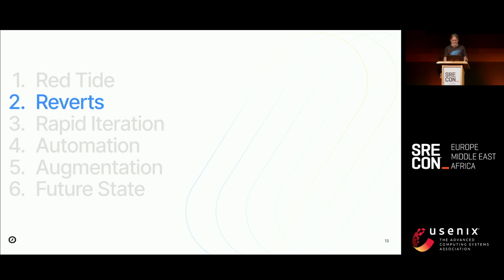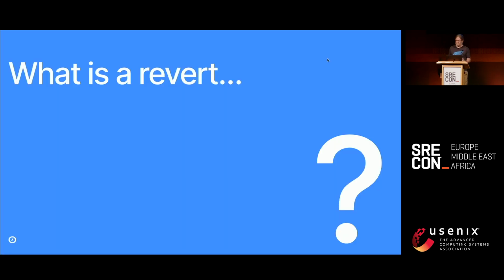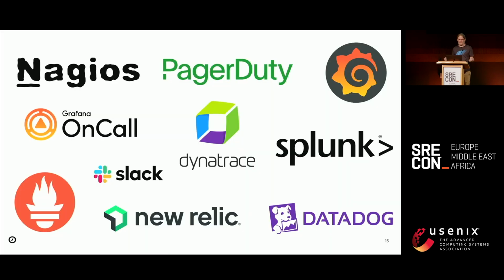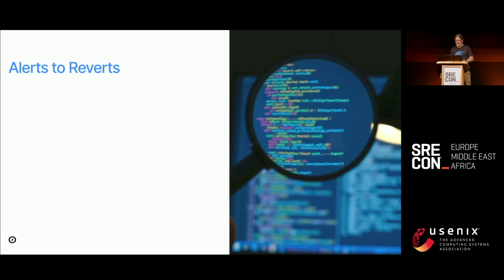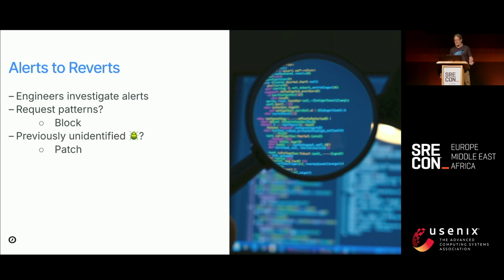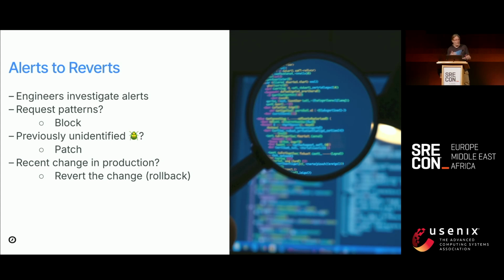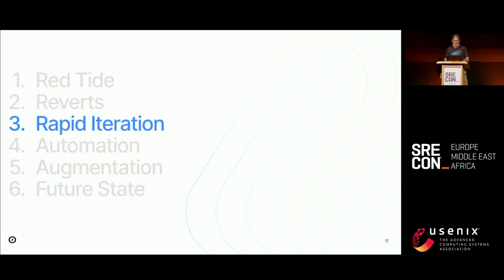All right, a revert. I think all of us are pretty familiar with reverts, good old SVN revert. It usually starts with one of our familiar actors pinging us, somebody jumping on online, having a look and starting to investigate to figure out what's going on. You know, is it a request-based issue? Should we block it? Is it a bug? Should we patch it? Or maybe it was just a recent change in production that had an unexpected effect, and we should just revert that, or roll back, as some people call it. And that's pretty much what we're going to be talking about today.